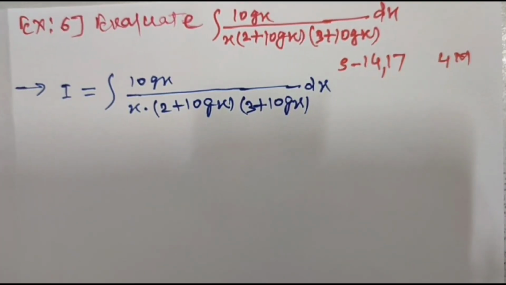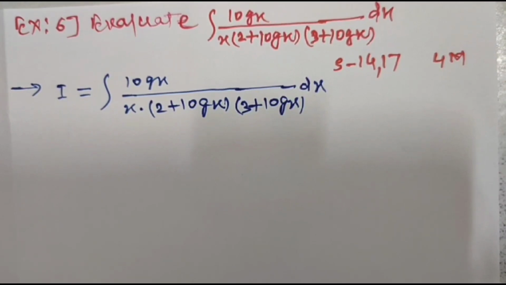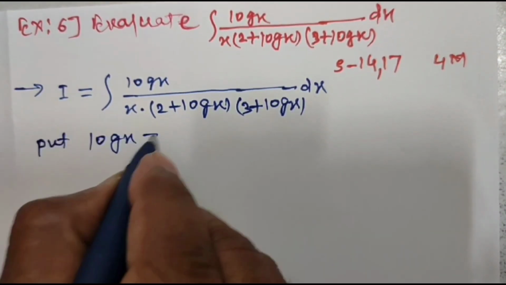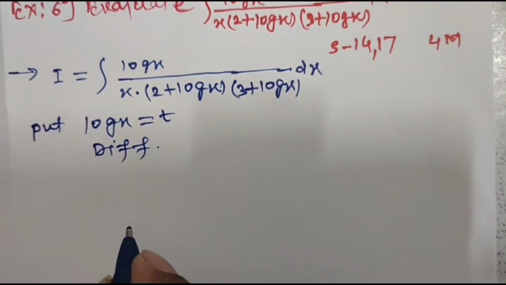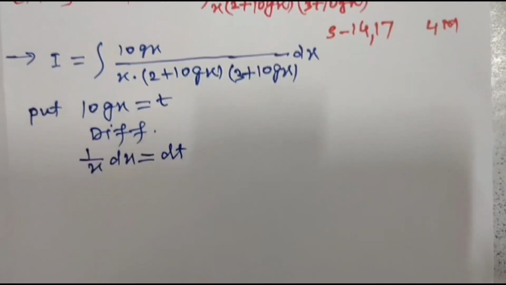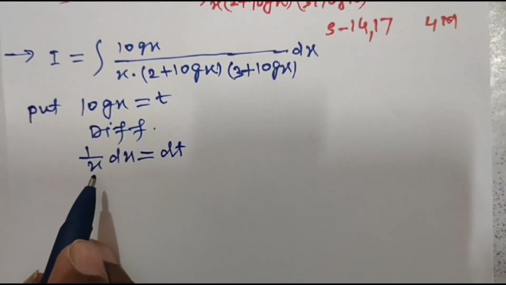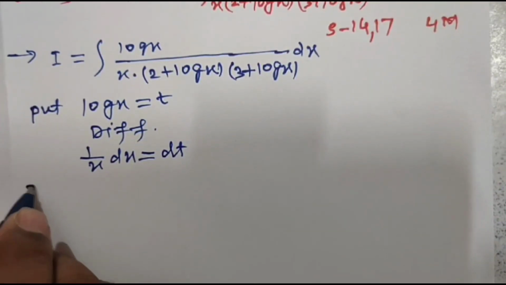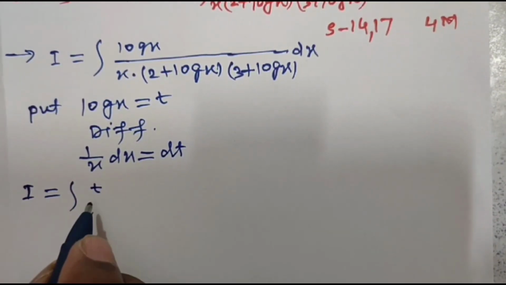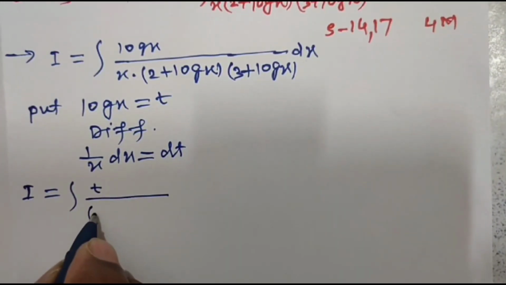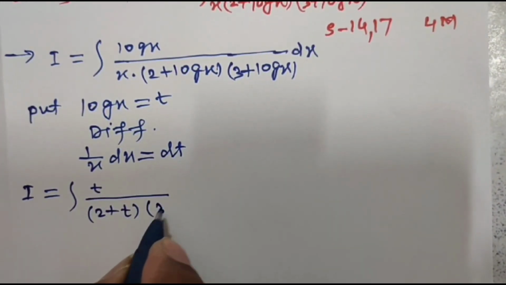Here also we have to apply the substitution method as well as the partial fraction method. Put log x is equal to t. Differentiate this, 1 upon x dx is equal to dt. Put log x is equal to t and 1 upon x dx is equal to dt in the given integral. Hence integral I can be written as the integral of t into 1 upon x dx, that is dt, divided by 2 plus t, 3 plus t, dt.